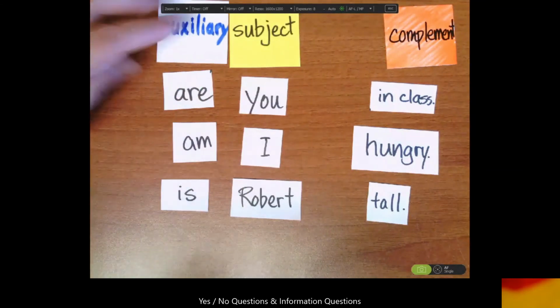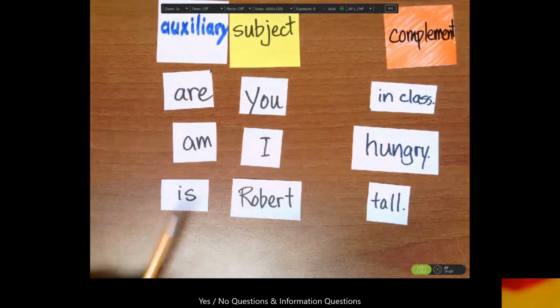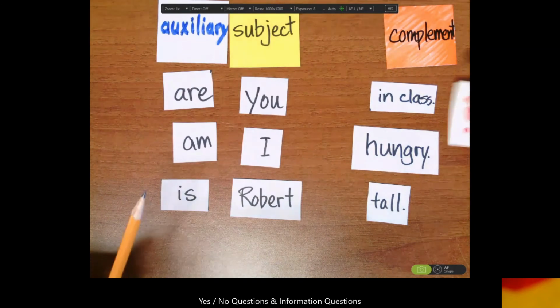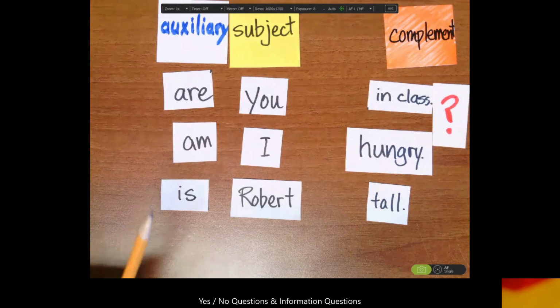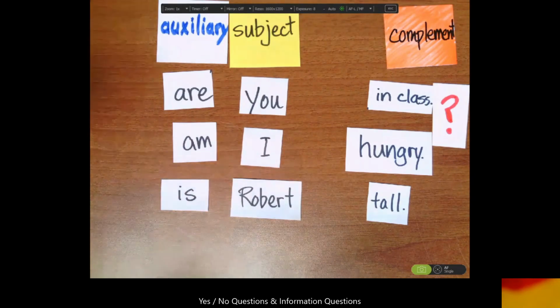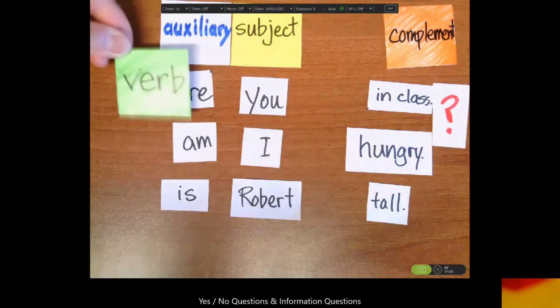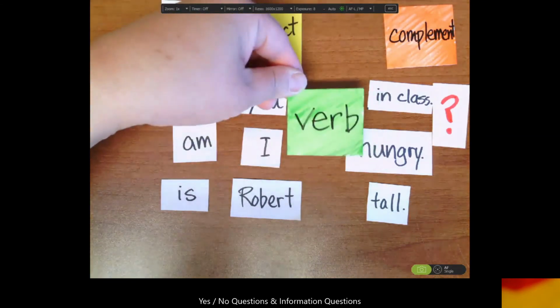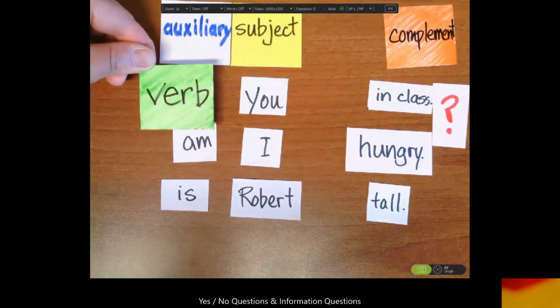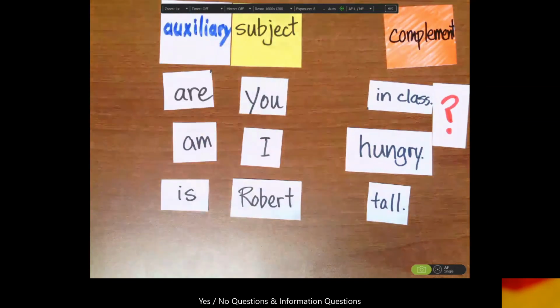And now this has a different role. Instead of the verb be, it is the verb be, but the role is now an auxiliary to start a yes/no question. So, are you in class? Am I hungry? Is Robert tall? You have just created yes/no questions by changing the verb be, moving the place here. So the verb be was here. You're moving it here, and now the role of that verb is an auxiliary.